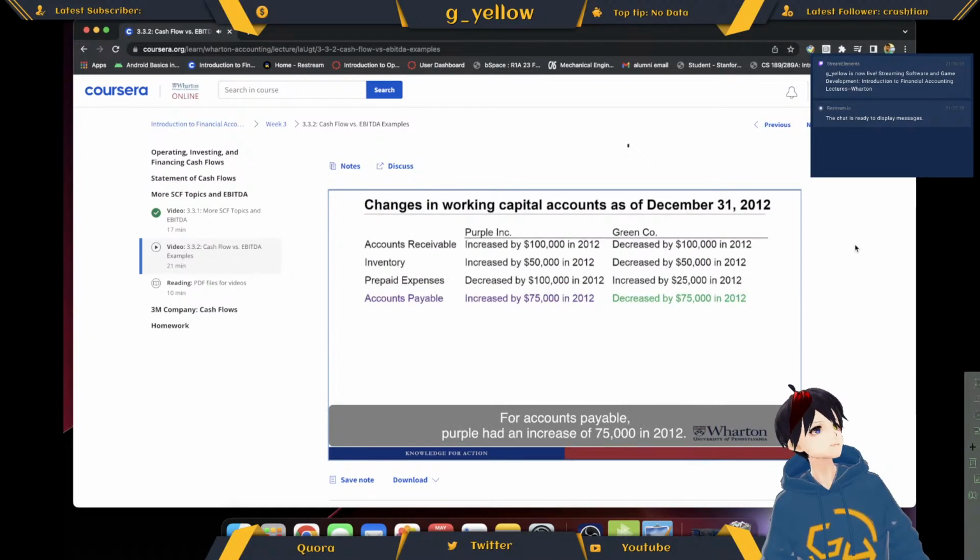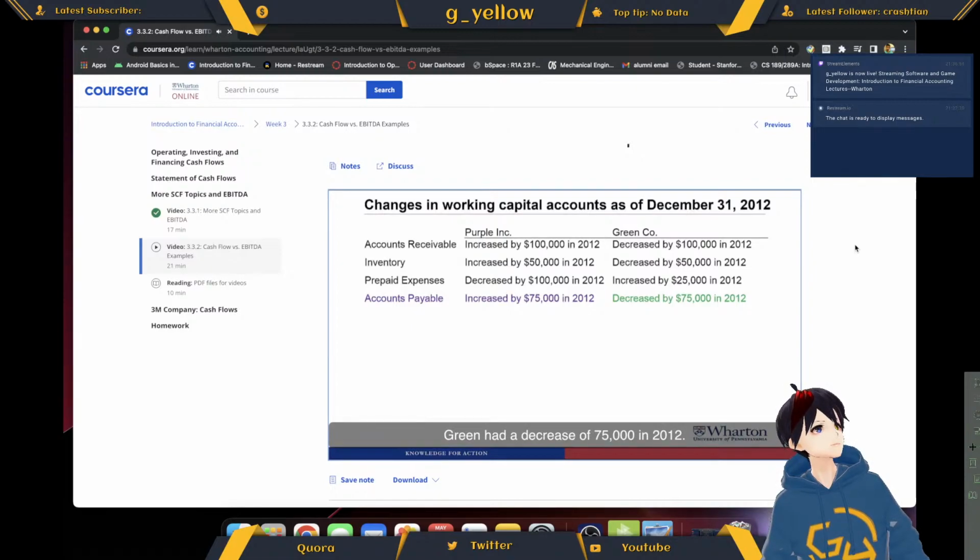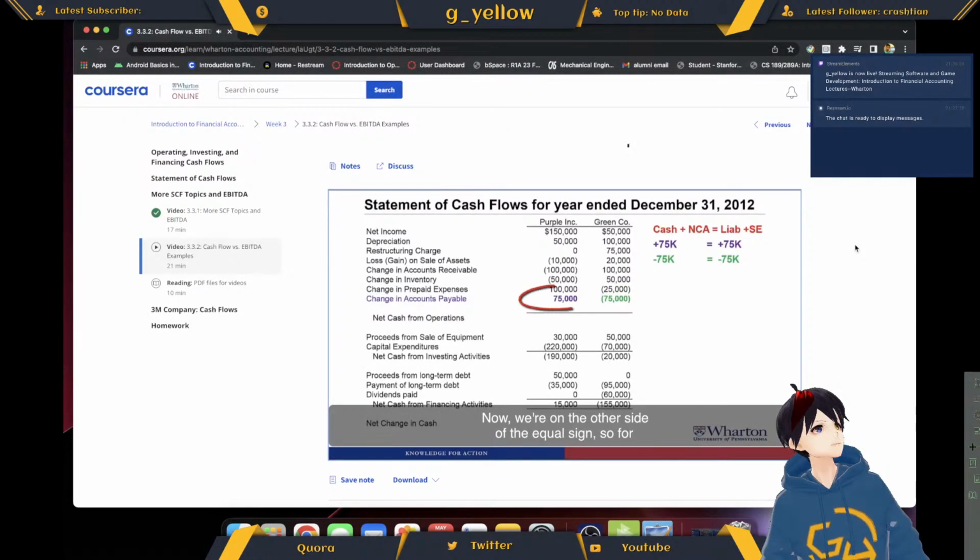For accounts payable, purple had an increase of $75,000 in 2012. Green had a decrease of $75,000 in 2012. Now we're on the other side of the equal sign. So for purple, accounts payable goes up. That means liability goes up by $75,000. So we have to add that to the cash flow statement to stay in balance. Intuition here is that if your accounts payable are going up, that's money that you're not paying to your suppliers, which is a source of cash.